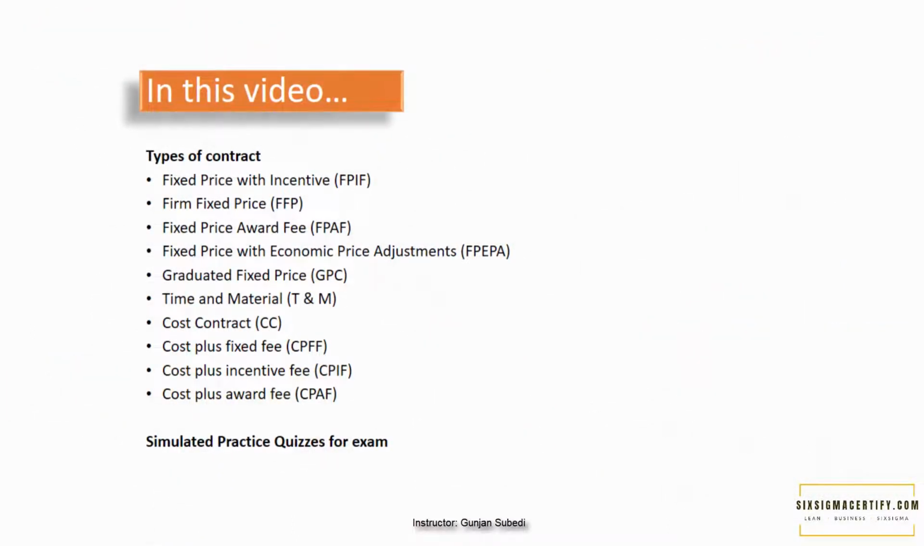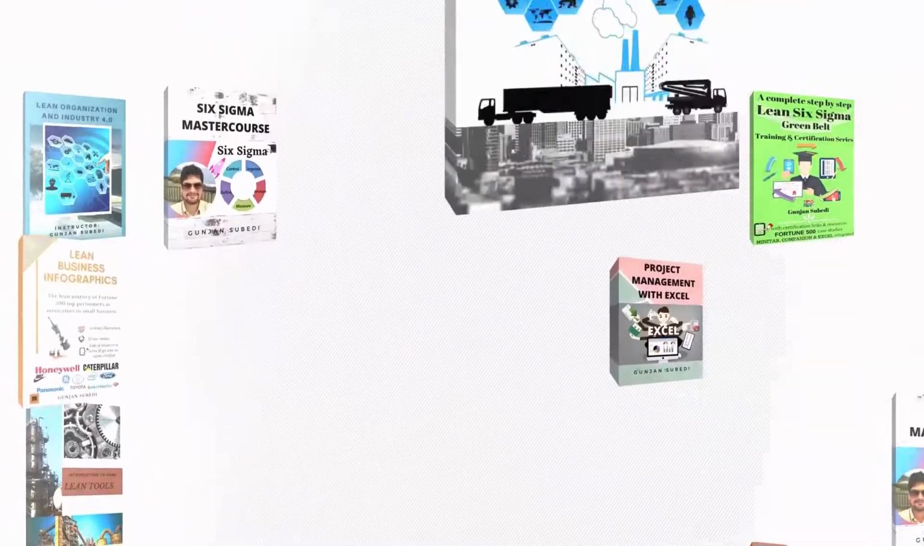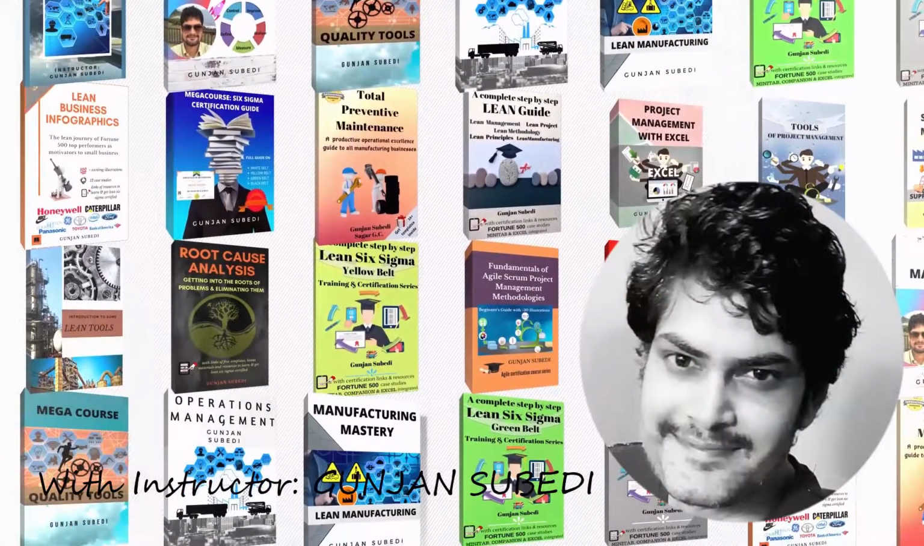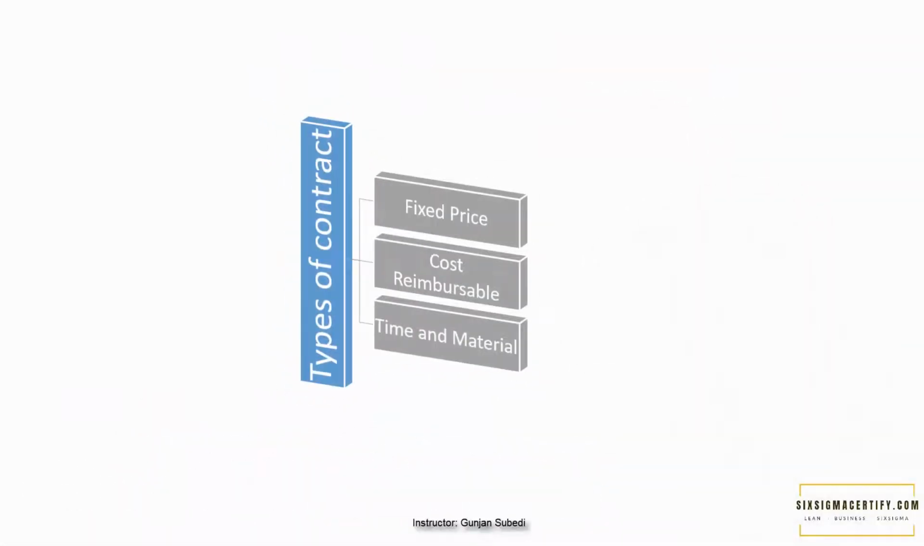In this video, we will learn in depth about the types of contract and the individual contract types with the simulated practice quiz. This could be very beneficial if you are looking for a near project management examination. So basically there are three types of contract: fixed price, cost reimbursable, and time and material.